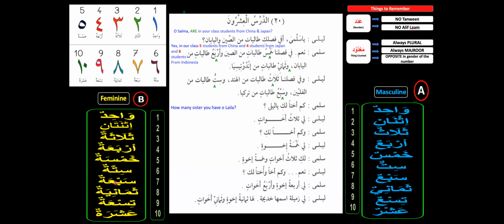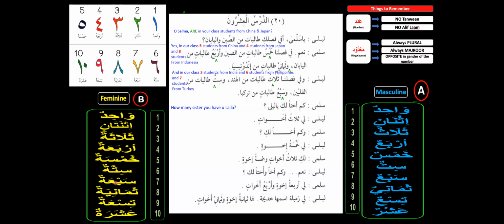And four female students from Japan. Once again, the singular of talibat is talibatun, which is feminine, so for the number 4 we are not getting arba'atu, rather we are getting arba'u. And eight female students from Indonesia. Once again, number 8 is coming from list number 1, the list of masculine numbers, because the numbers and what we are counting go opposite to each other.